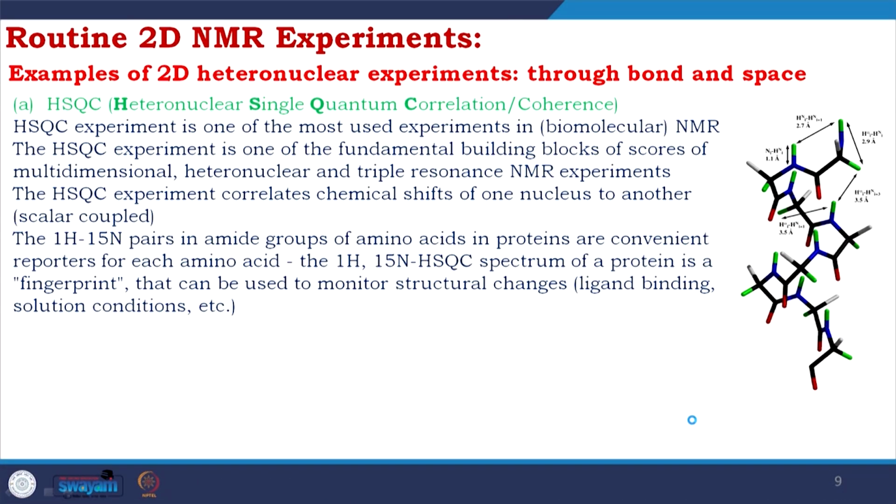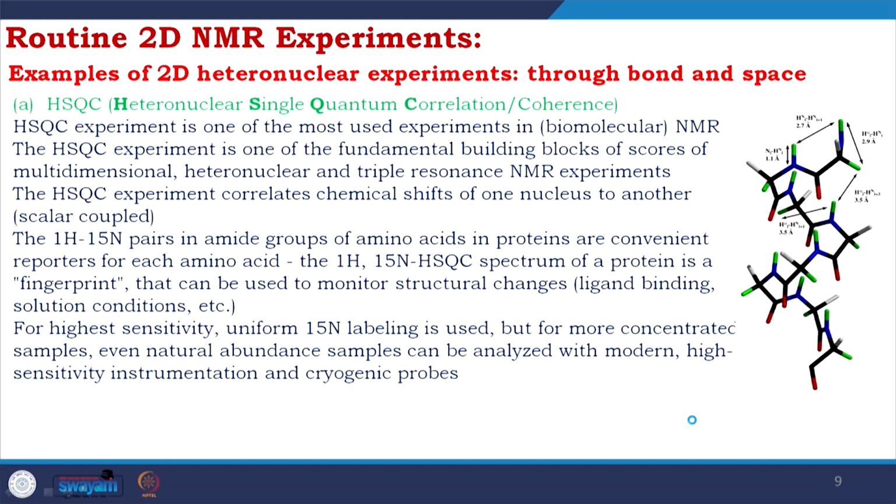So, in the 1H-15N HSQC spectrum of a protein, this is the fingerprint that can be used to monitor structural changes. So, you could study ligand binding, you could study variation of pH, temperature, a solvent, a salt, anything, and these are very critical experiments. For highest sensitivity, uniform 15N labeling is used, but for more concentrated samples, even natural abundance samples can be analyzed with modern high sensitivity instrumentation and cryogenic probes.